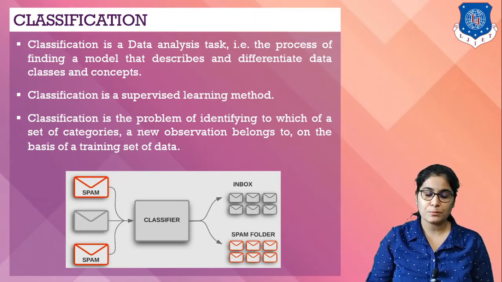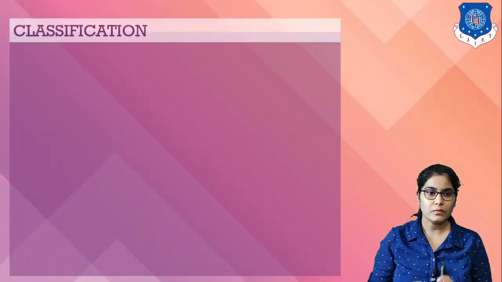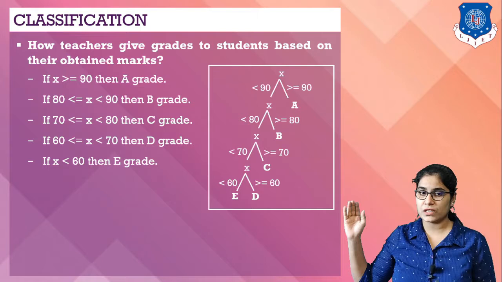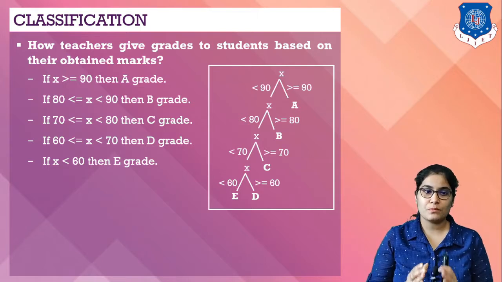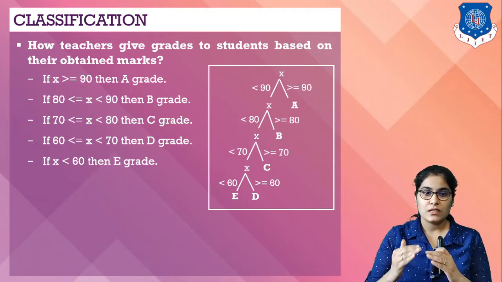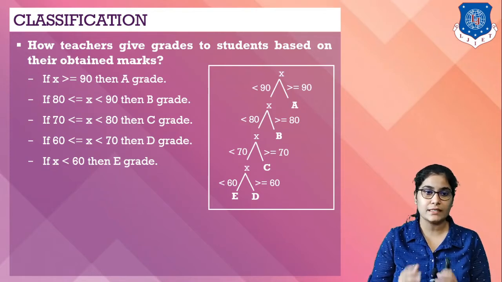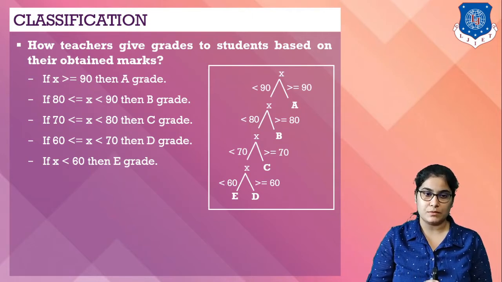Now let's understand the concept of classification with another set of examples. How do teachers give grades to students based on their obtained marks? Let's take a scenario. As you can see in this figure, we have label X, which is the marks of individual students, and the others are the classifiers that give the grade based on the value of X. Say for example, if the value of X is greater than or equal to 90, then the grade will be given as A. So here A is the class label and X is the unknown data.